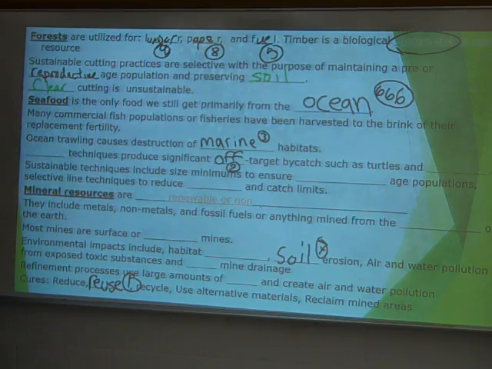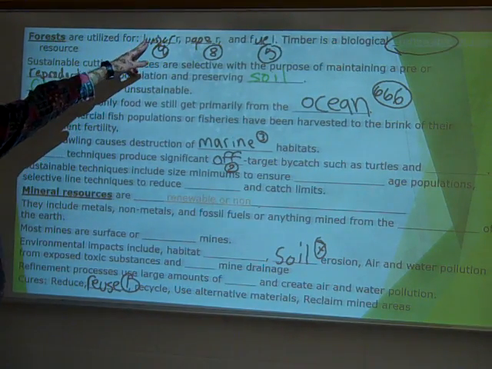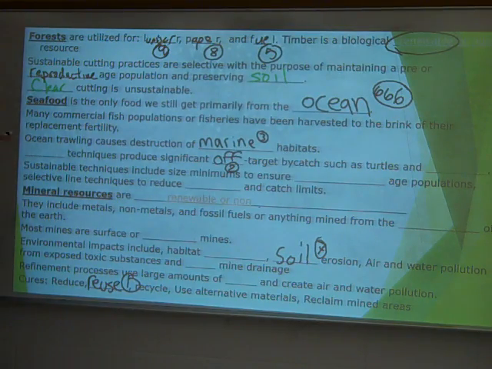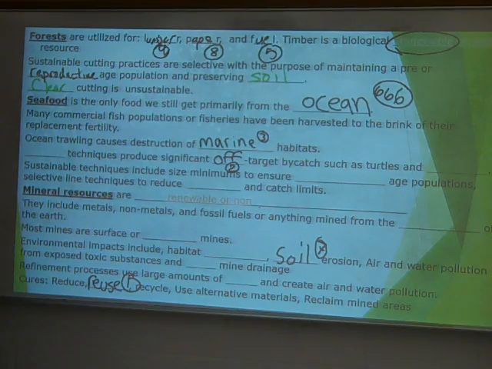What is that first word? Lumber. Okay, lumber, paper, and fuel. Fuel being burning it, right? And as we'll see in energy resources, they're actually making high-tech wood-burning electrical power generators because it is a renewable resource and you can utilize it sustainably, but it's not easy.